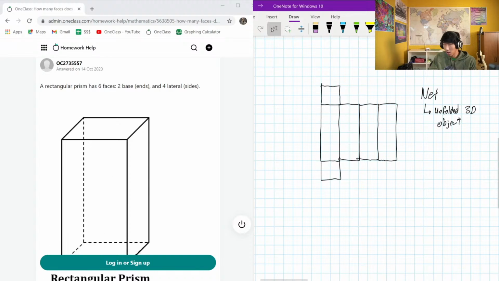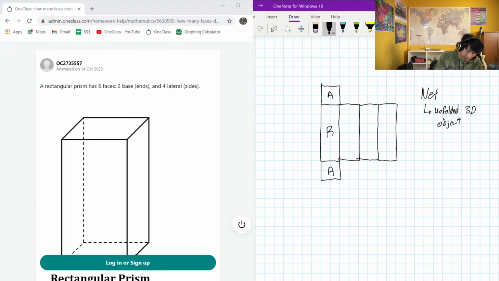Okay, so we got six sides. We got two base sides, and every side has a twin associated with it, and that's a rule with rectangular prisms. You see how the two A squares have to be twins. Otherwise, we're not going to be able to fold this back up. And maybe the B rectangles are twins, and the C rectangles are twins as well. So you're going to have three matching pairs. In this case, you can see that B and C are actually the same, but that doesn't have to be the case.